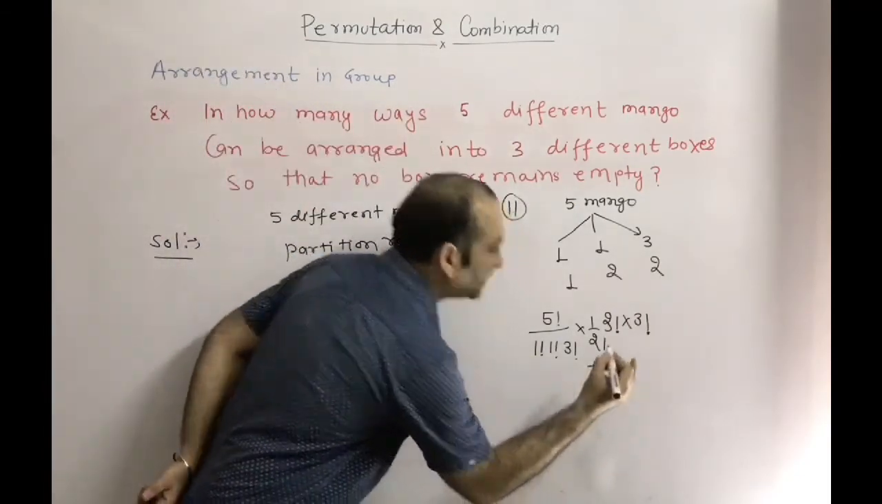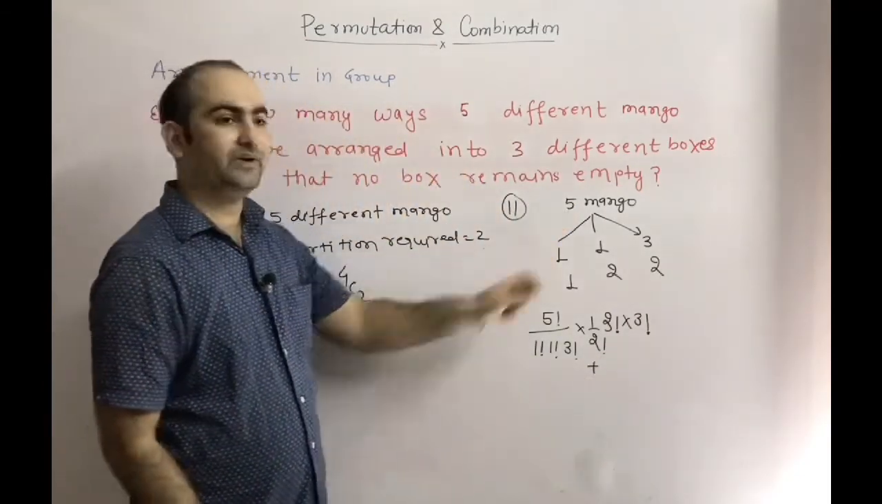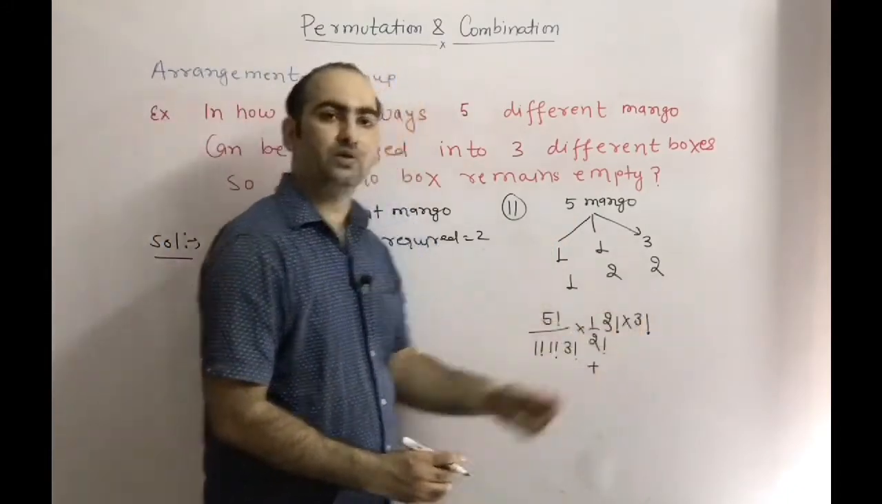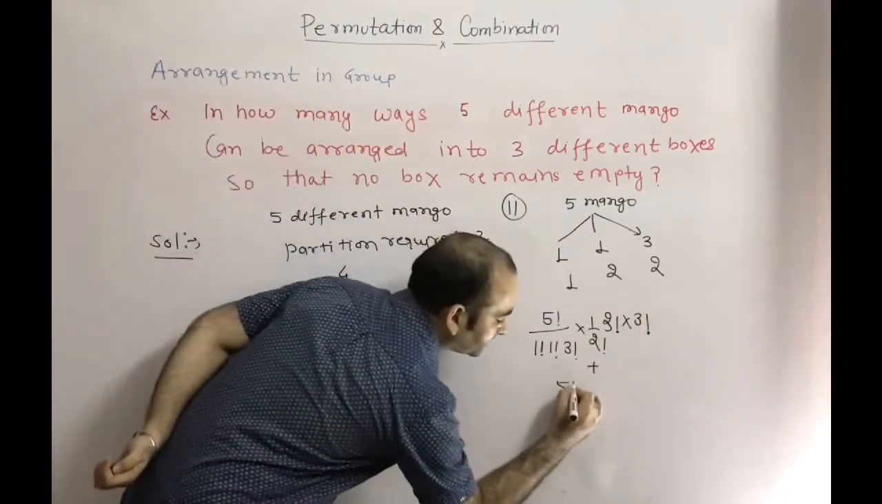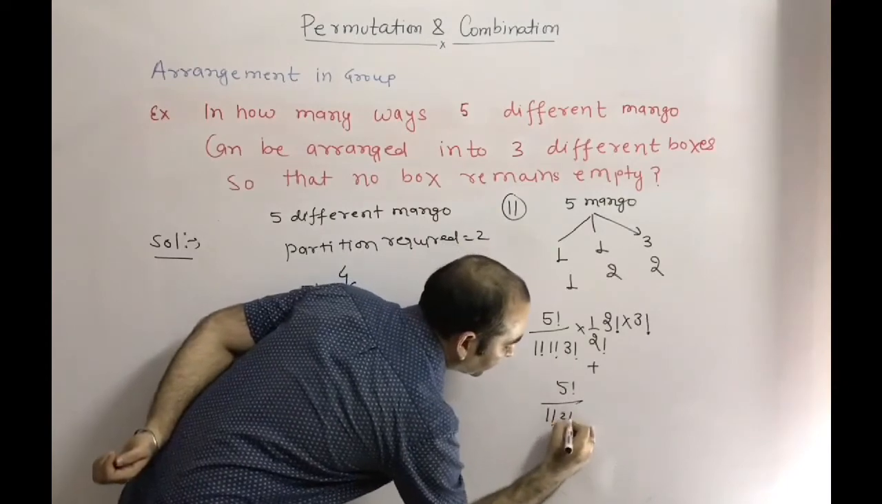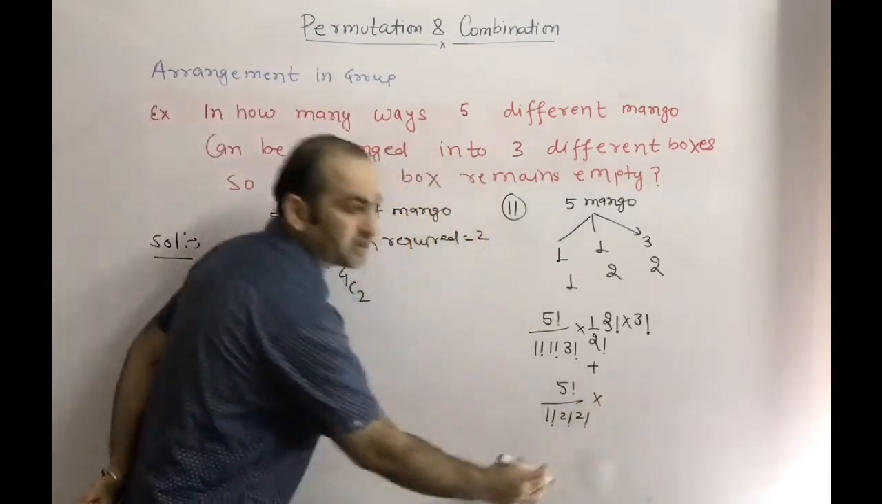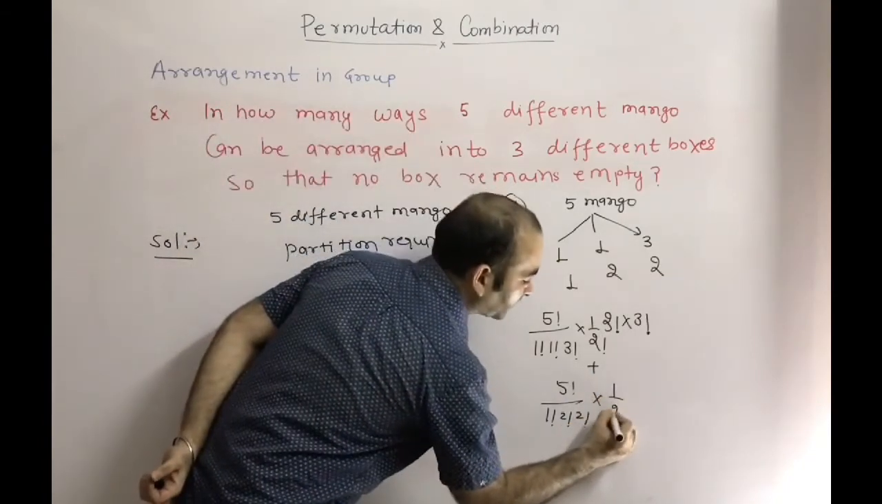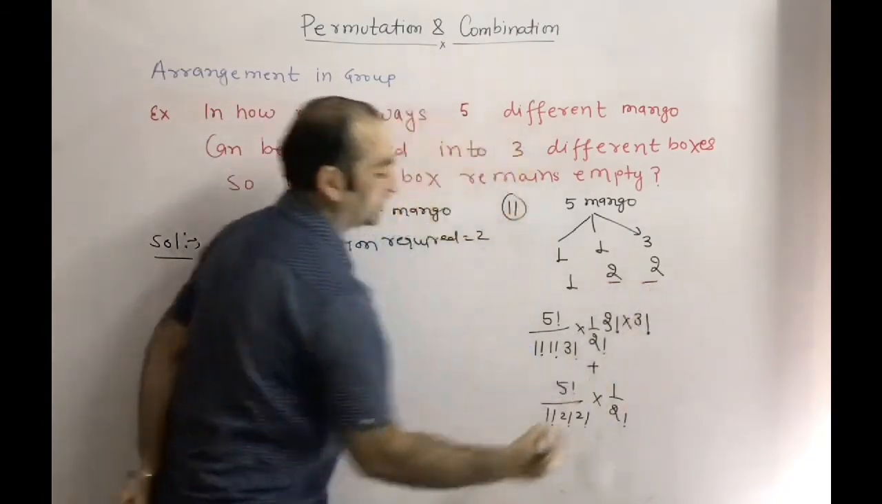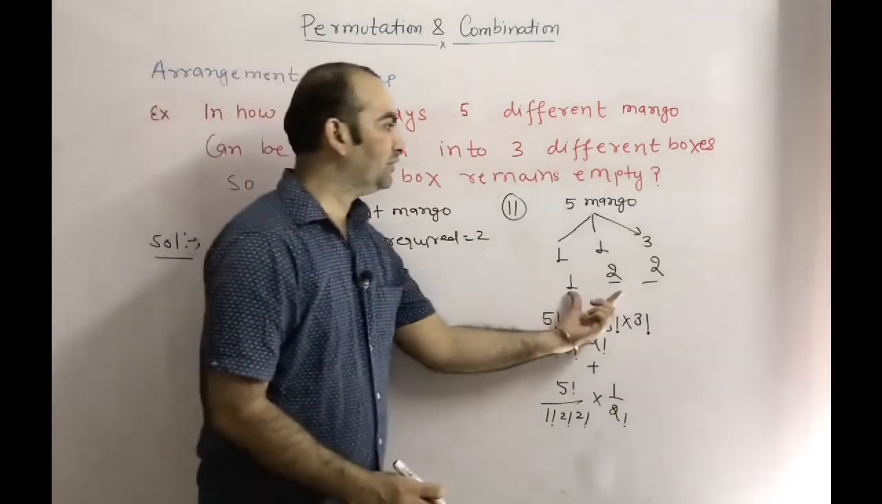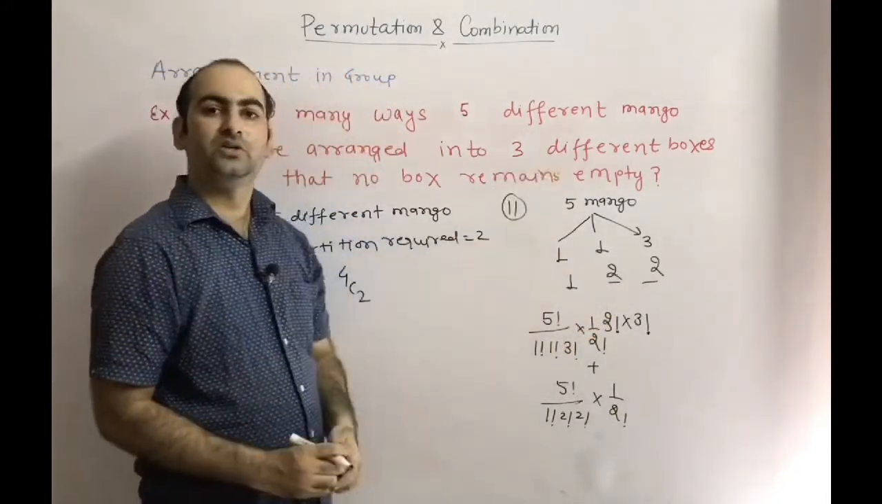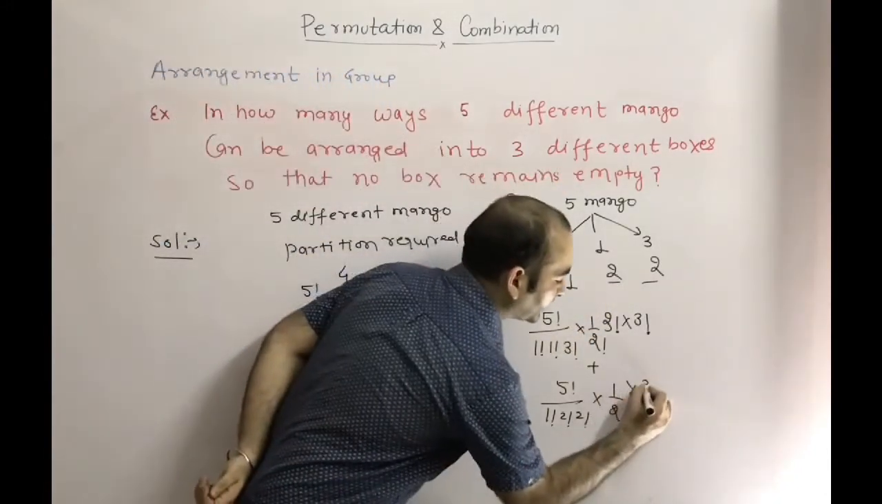Plus the second case. The 5 mangoes we have to divide into 1, 2, 2. So that is 5 factorial divided by 1 factorial, 2 factorial, 2 factorial. Here these two groups are the same size, so we have to multiply by 1 by 2 factorial. Now these 3 parts we have to distribute into 3 different boxes. So how many ways? 3 factorial.